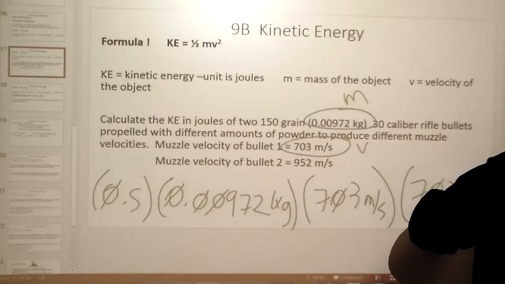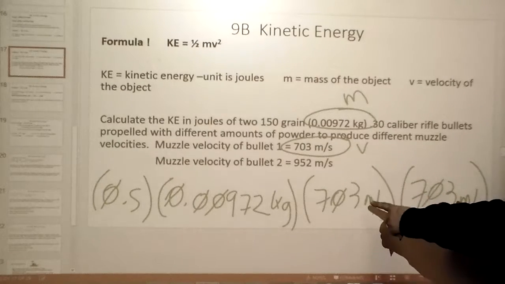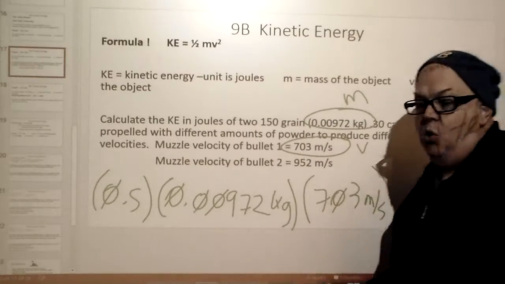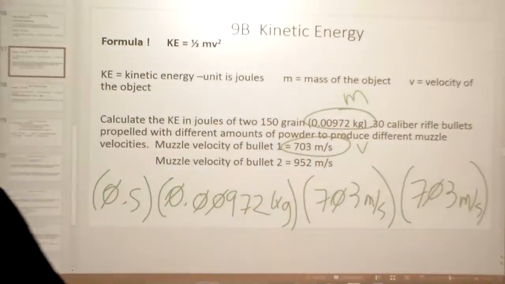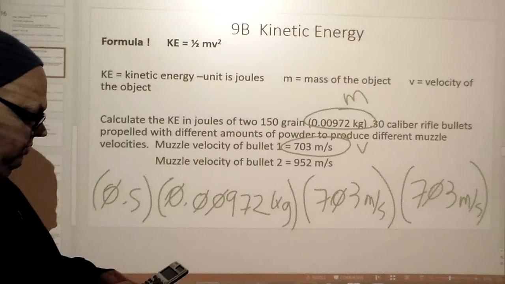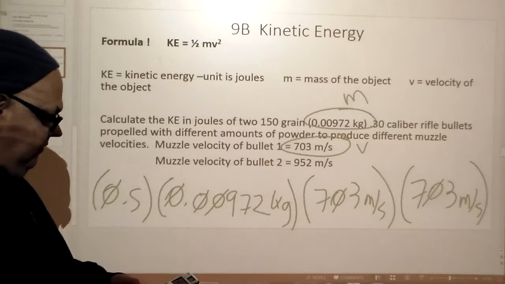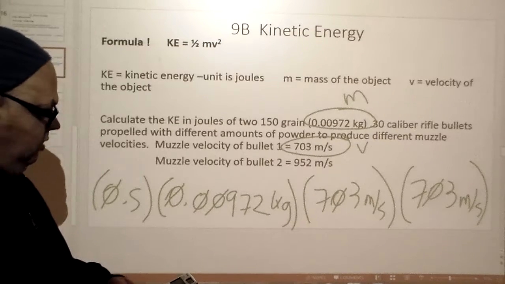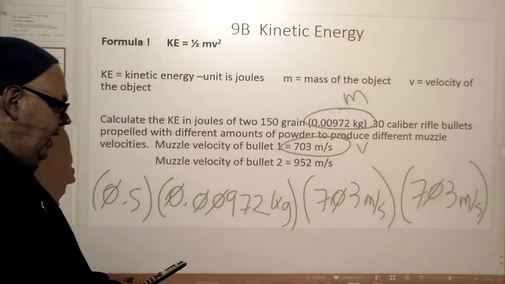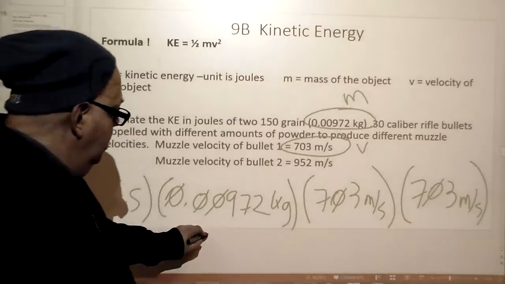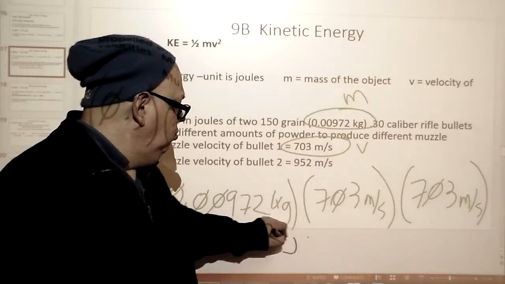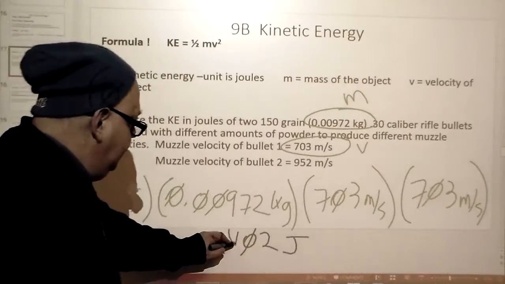So I'm just going to write it again. Now, do you have to do it this way? No. You could just simply put the little 2 up there to say, hey, it's squared. So let's check this out. Okay? So I have 0.5 times 0.00972 times 703 times 703. And I walk away, rounding, with 2,402 joules of energy from that bullet.